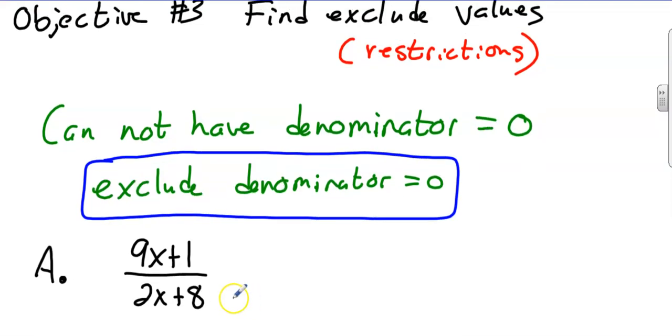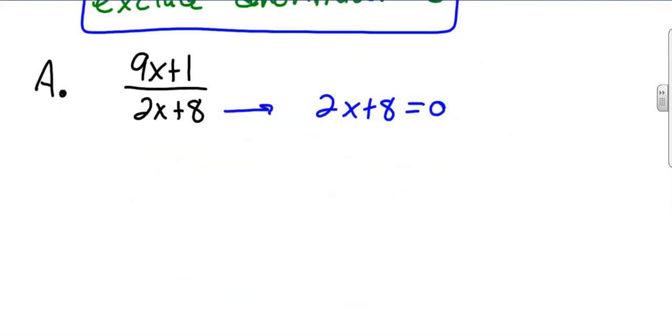All right, and again, all you're going to do is just take whatever the denominator is, and they're going to tell you to list excluded values. You just do 2x plus 8 equals 0. And that's where we're really kind of going back to that one objective that got skipped in chapter 6. Set this equal to 0, and then you're just going to solve that equation.